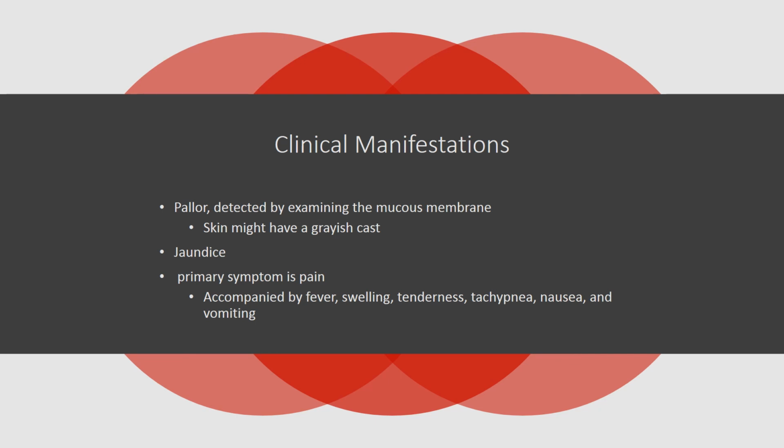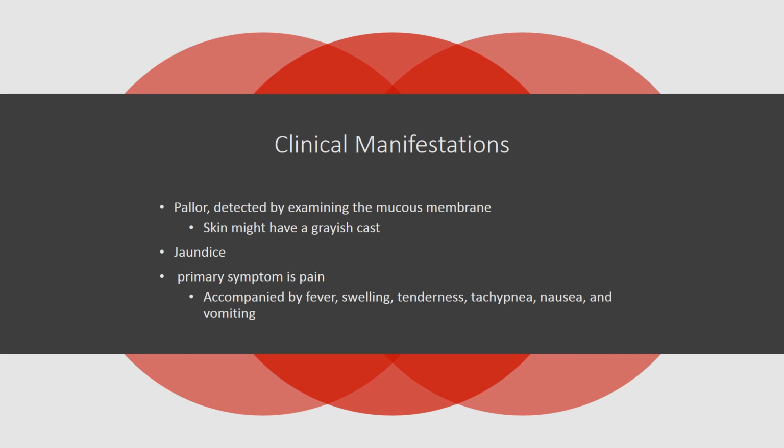And so because most individuals with sickle cell anemia have dark skin, to assess their pallor, you're going to examine their oral mucosa, and the skin might have a grayish cast to it. Another clinical manifestation that you'll typically see is jaundice, and this is because of the hemolysis, which is the rupture or the destruction of the red blood cells, and this is common in patients that are prone to gallstones.